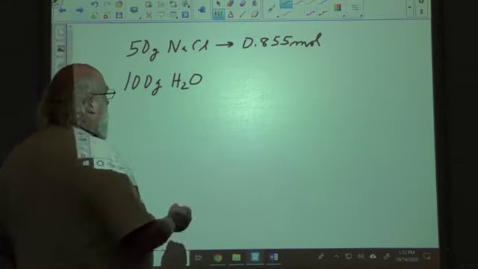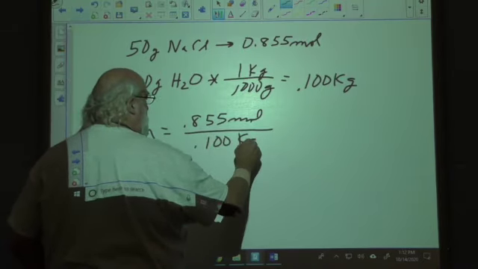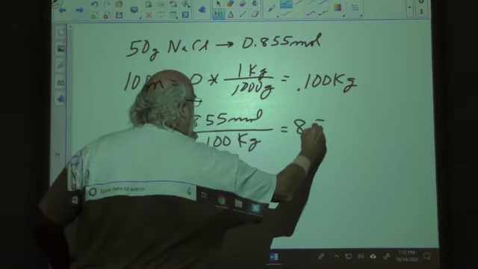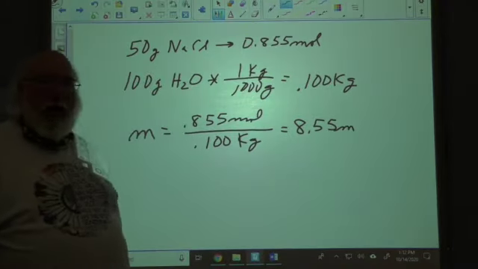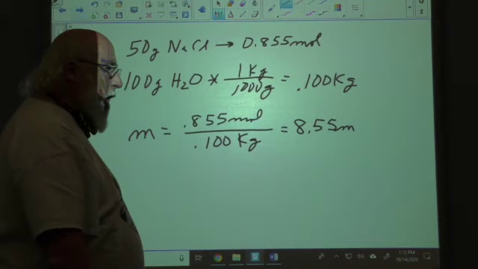Anyway, we have to change this to kilograms, so it's going to be 1 kilogram over 1,000 grams, and that's going to give us 0.100 kilograms. So the molality of the solution is going to be 0.855 moles divided by 0.100 kilograms, and this is going to give us 8.55 moles per kilogram, or little m. Molality. It's a molal solution.